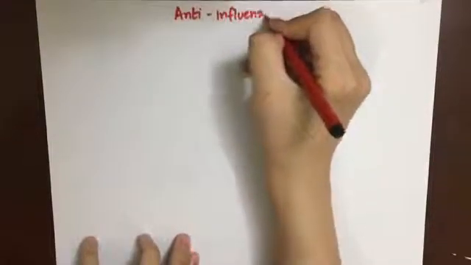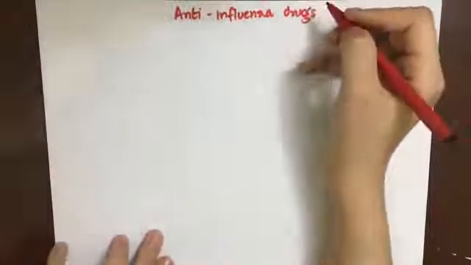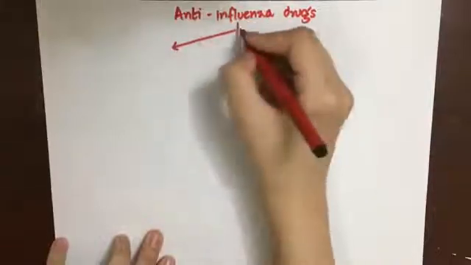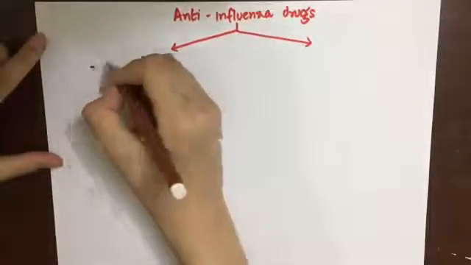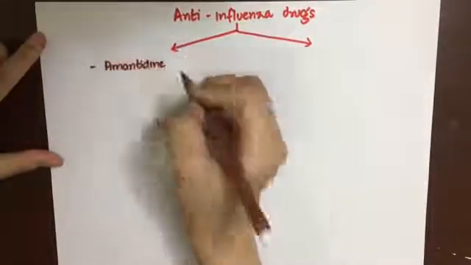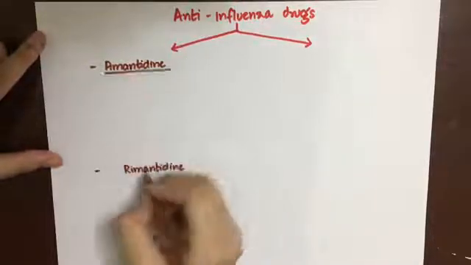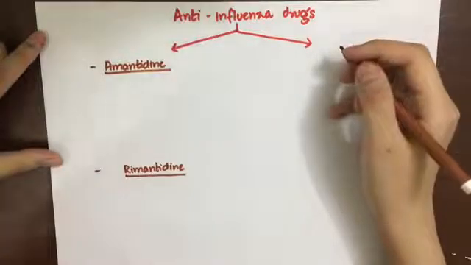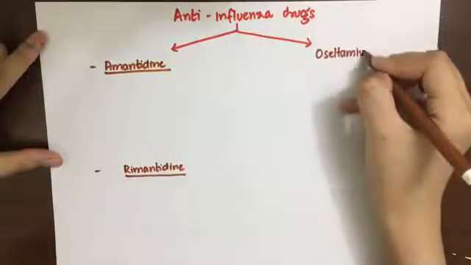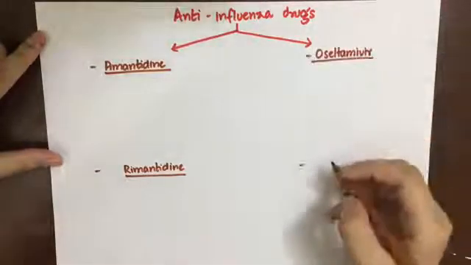Now we'll see the anti-influenza drugs. They can be divided into those that end in mantadine and the others which end in amivir. Amantadine and rimantadine are the first two drugs, and oseltamivir and zanamivir are the other class.